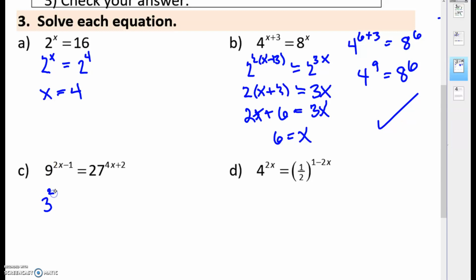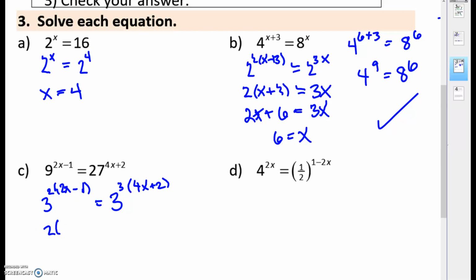9 is 3 squared, and then we still have that exponent of 2x minus 1. Whereas 27 is 3 cubed, and we still have 4x plus 2. So now that we've got them in the same bases, I can just set my exponents equal to each other. Sorry, that should be 2x minus 1.